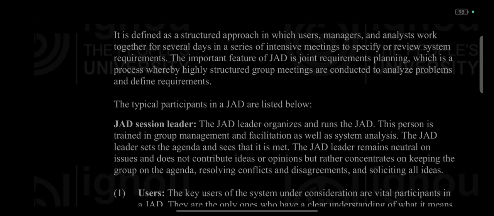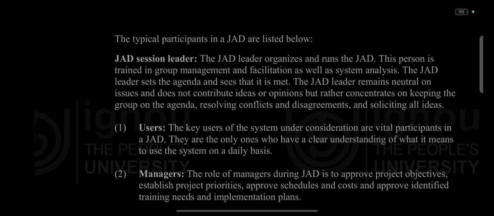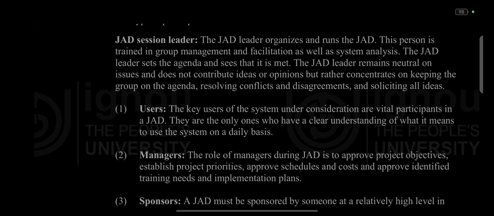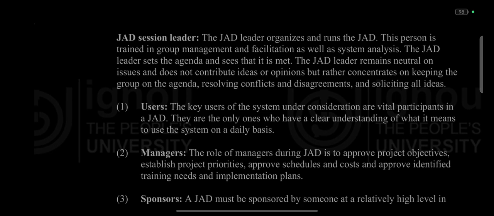The typical participants in a JAD are listed below. JAD session leader. The JAD leader organizes and runs the JAD. This person is trained in group management and facilitation as well as system analysis. The JAD leader sets the agenda and sees that it is met. The JAD leader remains neutral on issues and does not contribute ideas or opinions, but rather concentrates on keeping the group on the agenda, resolving conflicts and disagreements, and soliciting all ideas.